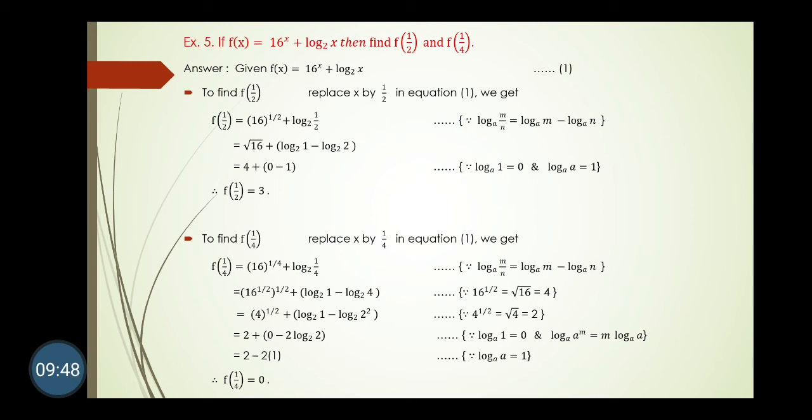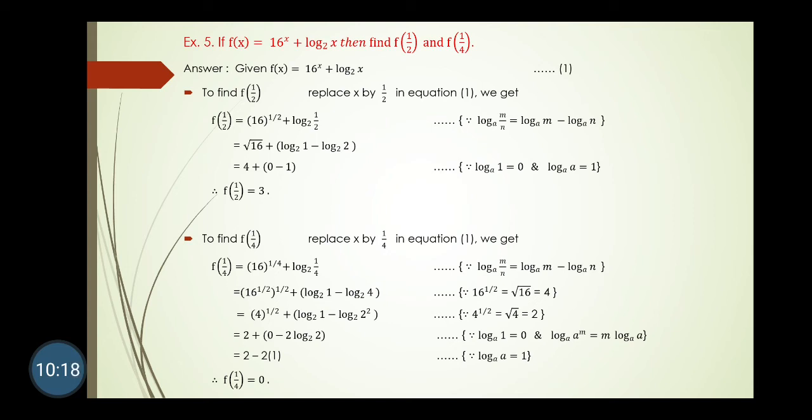So here we use which formula? Log of m upon n is equal to log m minus log n. So with the help of this, we can simplify this log of 1 by 2 as log 1 minus log 2. And similarly, raised to power 1 by 2 means what? Square root. So we can rewrite this 16 raised to 1 by 2 as root 16. And we know what is the value of root 16? Is it 4? Yes, this is 4. And log 1 is 0. And the remaining term is what? Log 2 to the base 2.